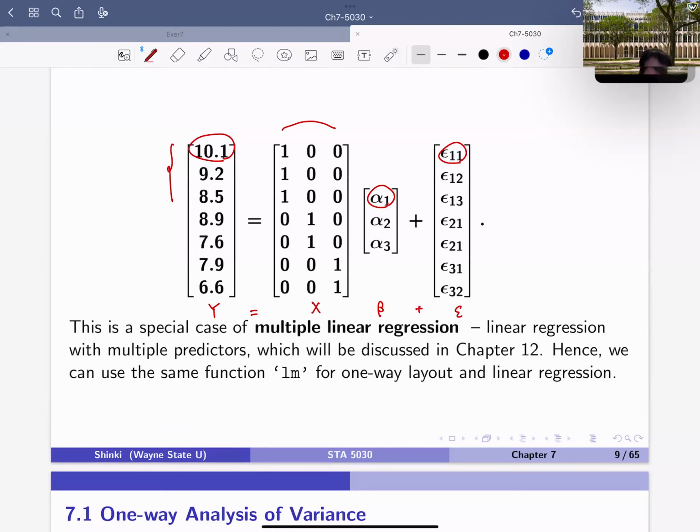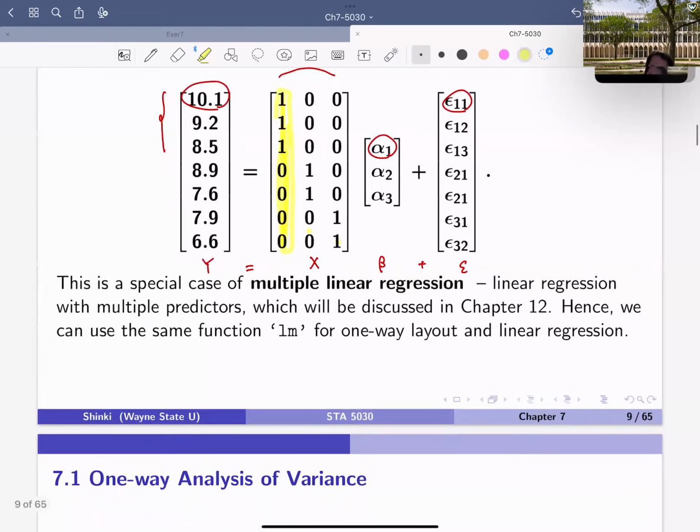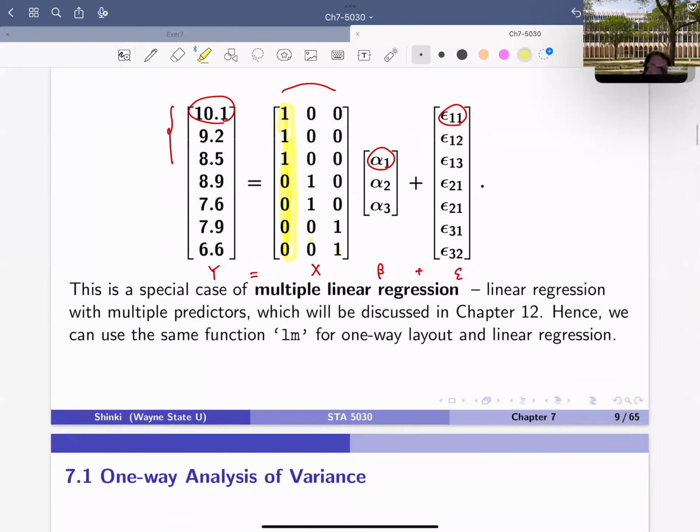Also, in simple linear regression, the first column is always a vector of 1s because that expresses the intercept. But here, it's slightly different. Each column represents the indicator function of group 1, 2, and 3. But still, you can see this is very similar to simple linear regression. And in chapter 11, we will study multiple linear regression, which has multiple predictors to explain y. And that is just a generalized version of this ANOVA.